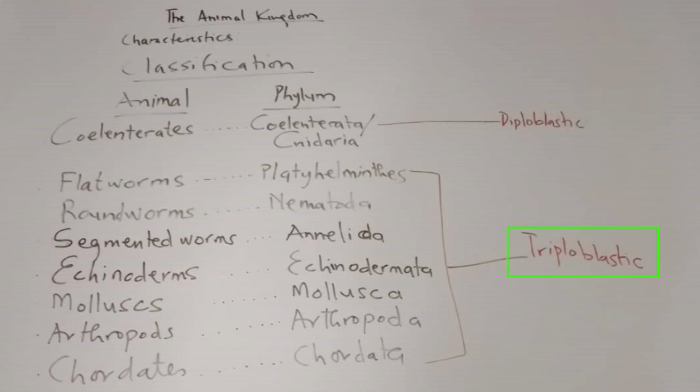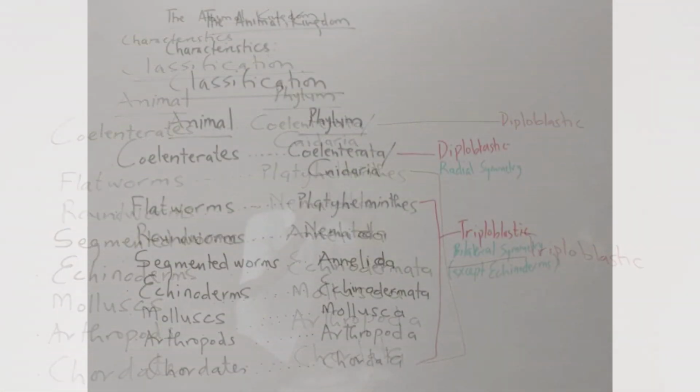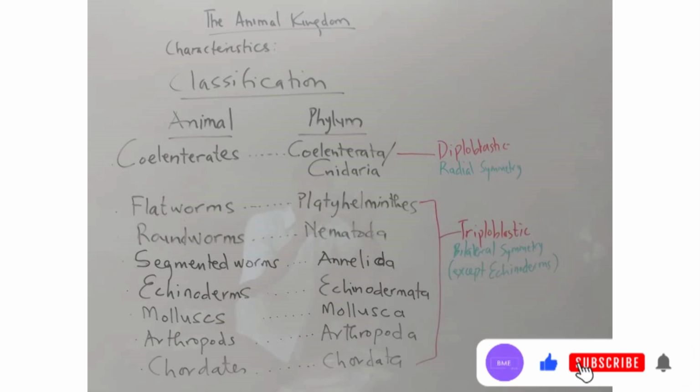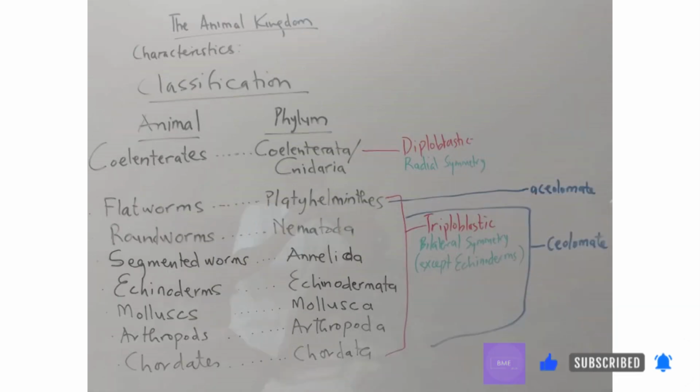Then we have the Coelenterates. They are radially symmetrical, radial symmetry. All the others have bilateral symmetry, except the echinoderms, which are only bilaterally symmetrical when they are in the larval forms. When they are adults, they are radially symmetrical. Then also, if we take the triploblastic organisms, we have two types. The flatworms are acoelomate and the rest are coelomates.